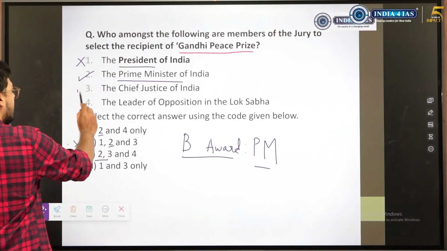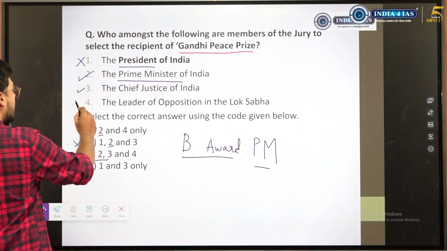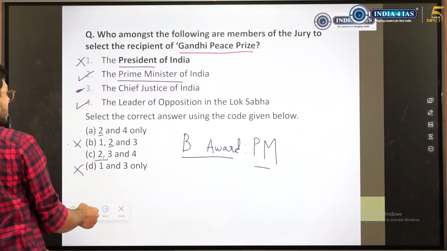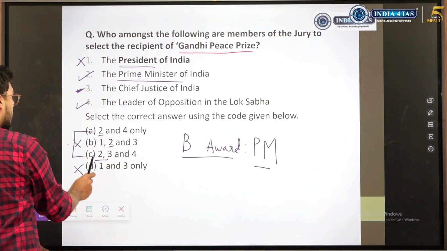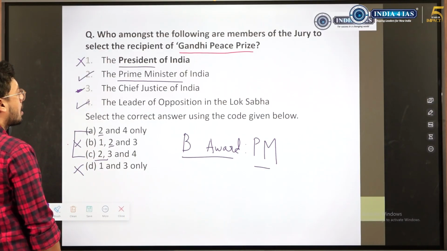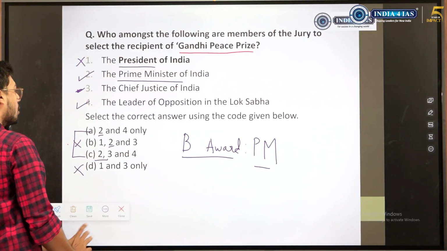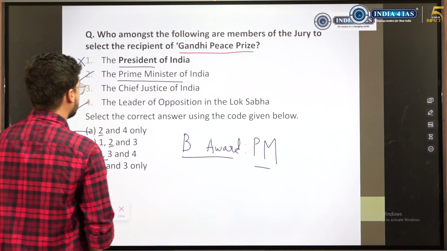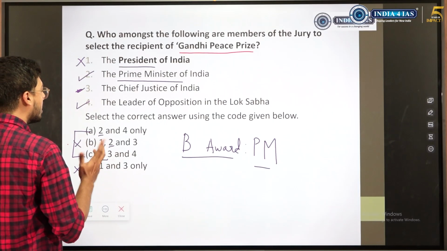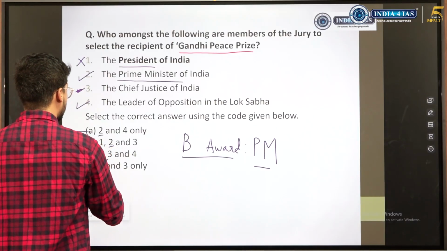So we get to know that 2 and 4 are there. Because if you look at A and C, 2 and 4 are common. So whether 3 is there or not, we could have done 50-50. If Leader of Opposition is there, then there is a good chance. The answer is C.